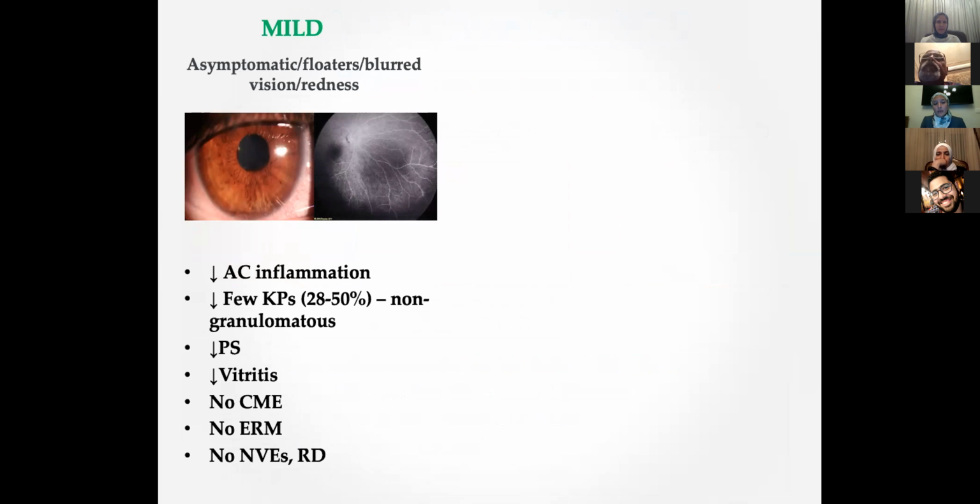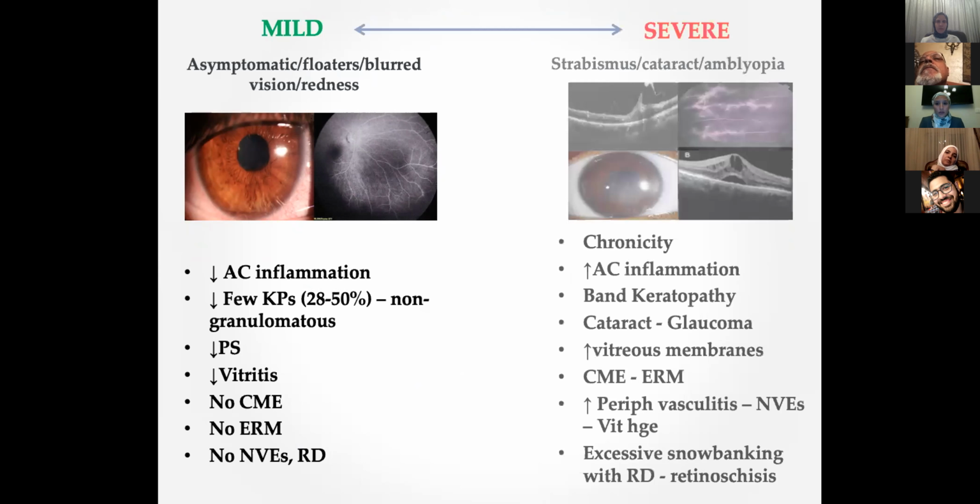We find the asymptomatic presentation more common in younger children who cannot complain, even though the older children and the teenagers can complain of mild floaters, mild blurring of vision, and some redness. These cases are characterized by decreased AC inflammation, few KPs, a few anterior segment complications like few posterior synechiae, very minimal vitritis, and no posterior segment inflammation or complications.